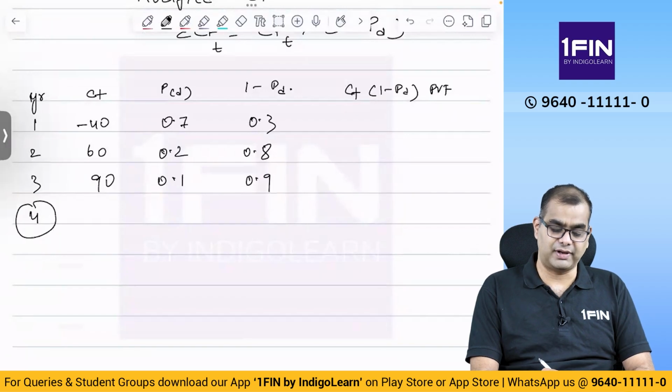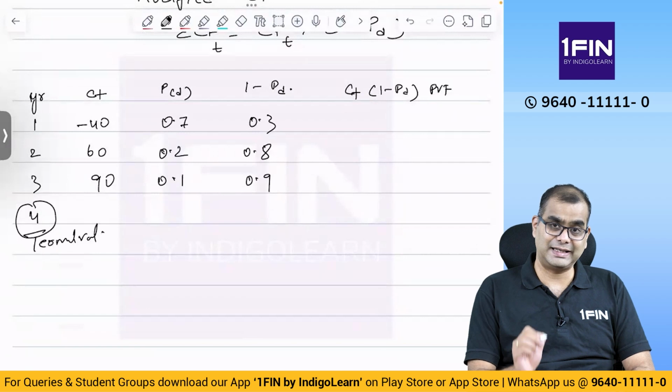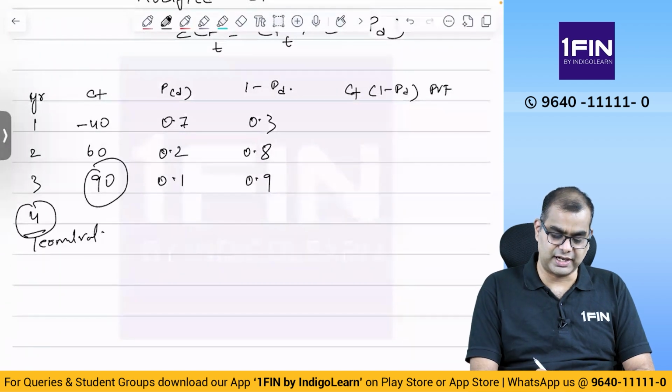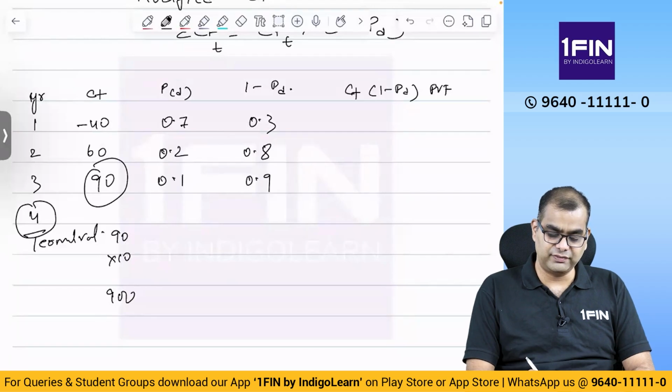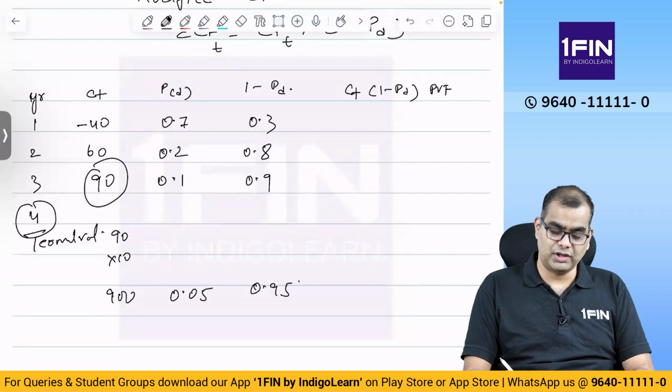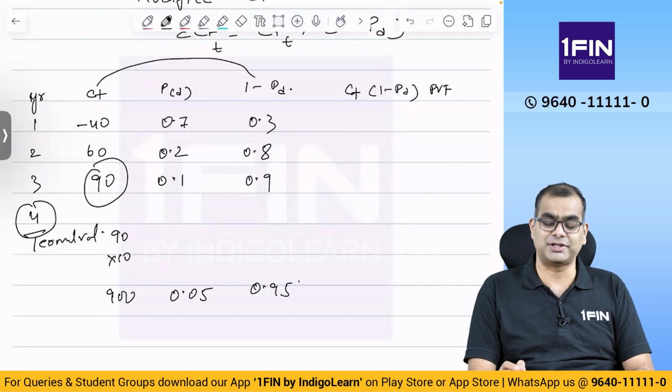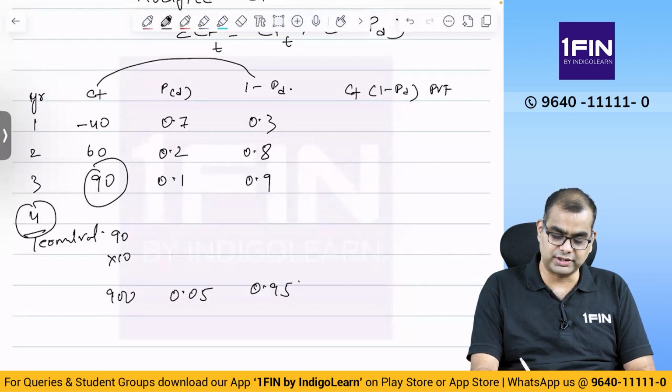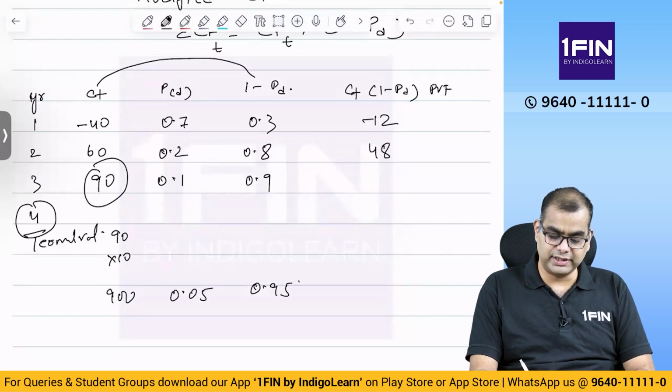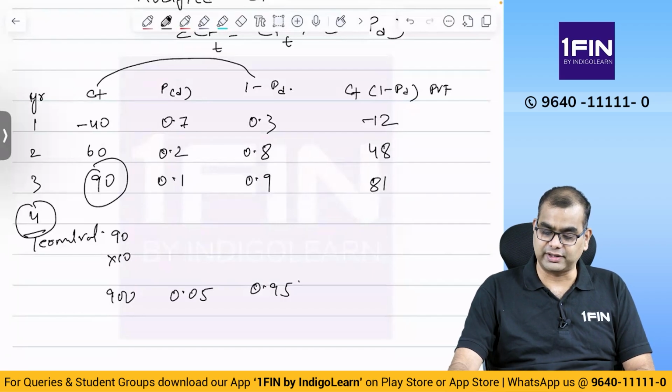Fourth year is basically terminal value, we will look at it separately. What is terminal value? They said 10 times of last year's cash flow. What is last year's cash flow? 90. So 90 into 10 is equal to 900, and probability of distress is 0.05, so 1 minus probability of distress is 0.95. Now you have to multiply this cash flow into 1 minus probability of distress. So minus 40 into 0.3 is minus 12, 60 into 0.8 is 48, 90 into 0.9 is 81, 900 into 0.95 is 855.